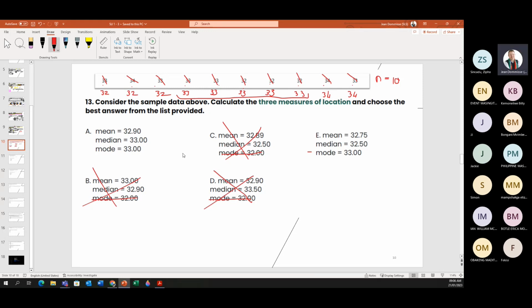Okay, so then let's get the median, because the median is the one in the middle. 1, 2, 3, 4, 5. 1, 2, 3, 4, 5. So the one in the middle of those, so between 53 and 53, it needs to be 53. So the median is also 53. There we have it. So A is the correct one.